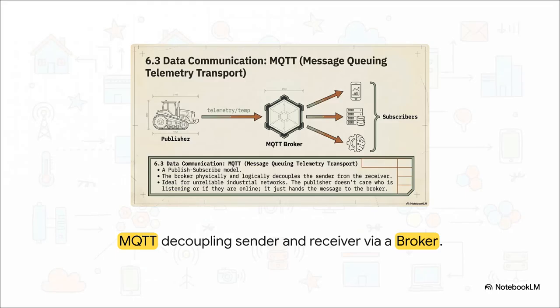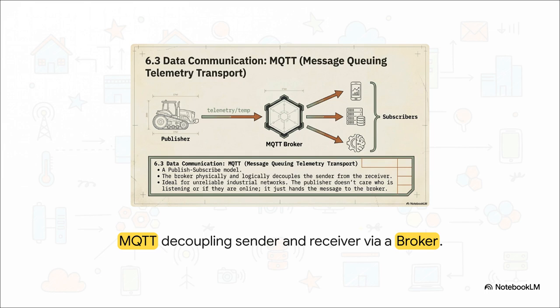All right, step 4, the conversation. So how do these devices actually talk to each other and to the cloud? What's the language? Well, first up is MQTT, or Message Queuing Telemetry Transport. Picture a publisher, like our smart tractor, sending temperature data to a central hub, which we call the MQTT broker. The broker then hands that data out to whoever is subscribed to it.